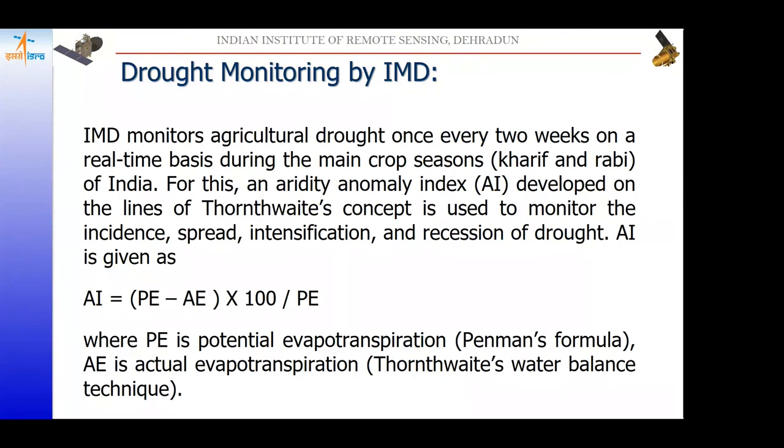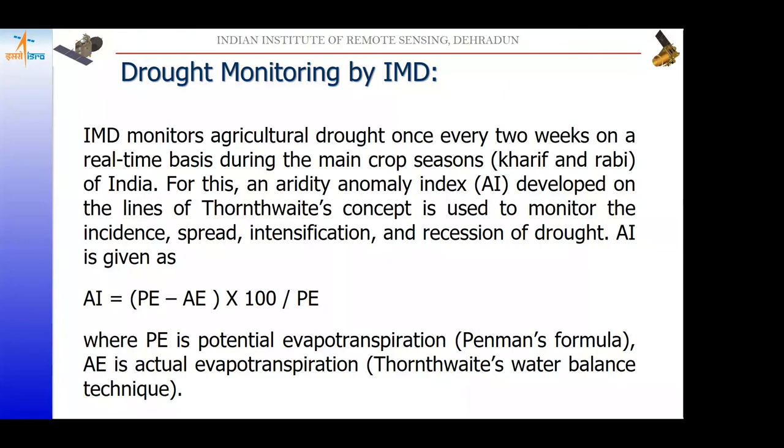Now come to the next point, where I want to discuss drought monitoring by the India Meteorological Department. The IMD monitors agricultural drought or meteorological drought based on rainfall data sets, and they define it every 2 weeks on a real-time basis for the Kharif and Rabi seasons at the India scale. For that, it specifically uses the LD anomaly index.